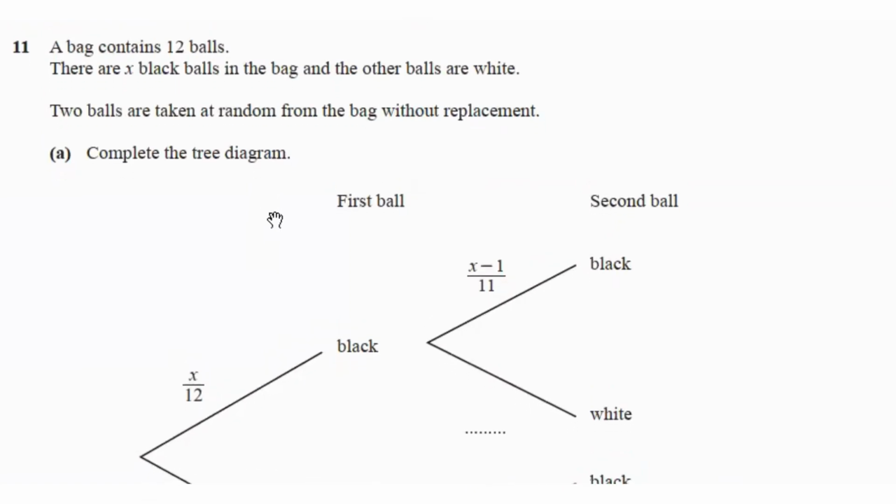Question 11 says the bag contains 12 balls. There are x black balls in the bag and the other balls are white. 2 balls are taken at random from the bag without replacement. Complete the tree diagram.